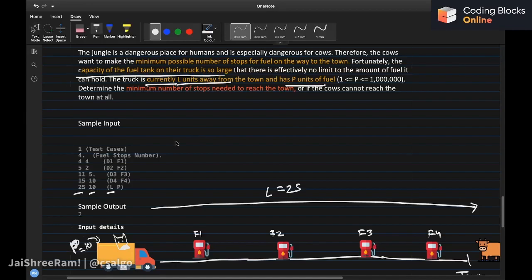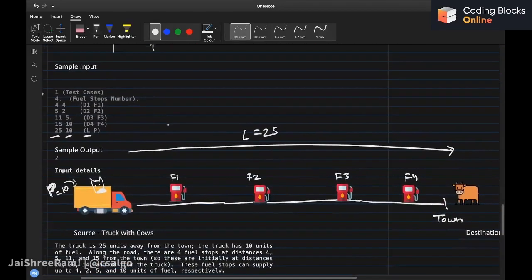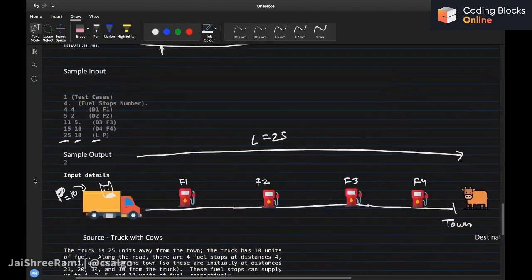So we have to find out the minimum number of stops that is needed to reach the town, or whether the cows cannot reach the town at all. So if it is impossible to reach the town with the given constraints. Okay. So this is what is given to us.